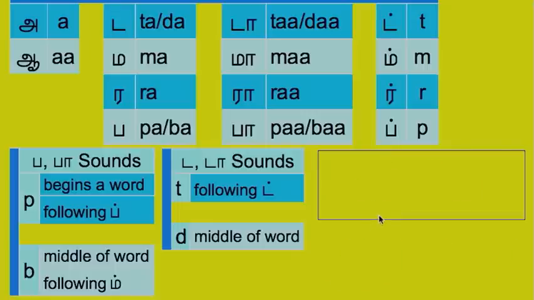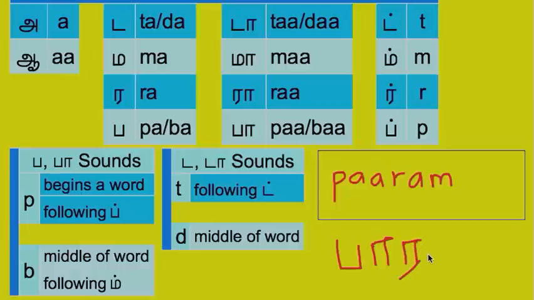Alright, now I'll say a couple of words and you can practice writing them. The first word is param, and we'll start by writing the first sound, pa. Next is ra. The last letter is im. So pa, corresponding to the pa, ra, im.